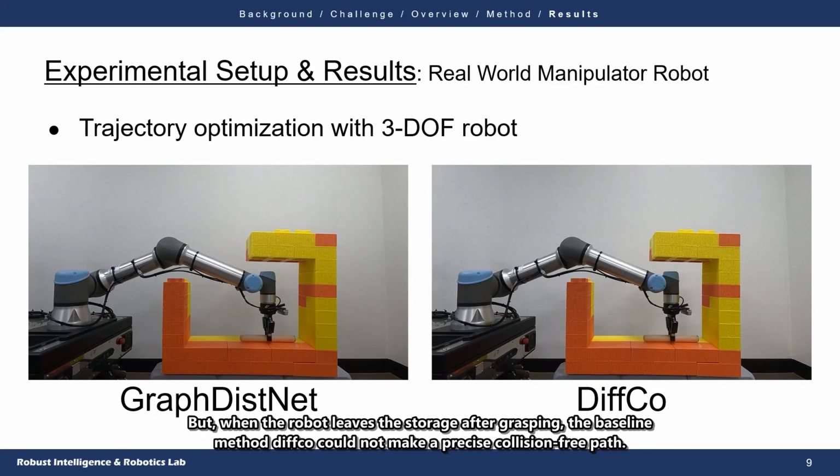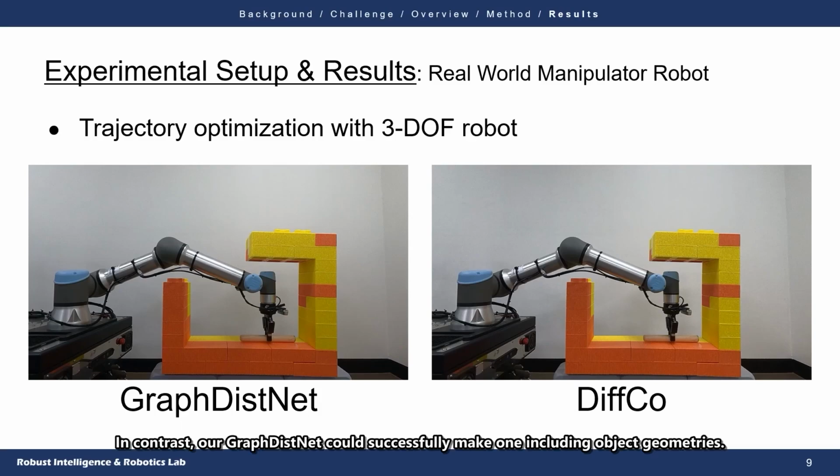But when the robot leaves the storage after grasping, the baseline method DIFCO could not make a precise collision-free path. In contrast, our GraphDistNet could successfully make one, including object geometries.